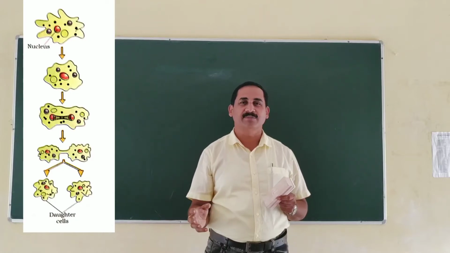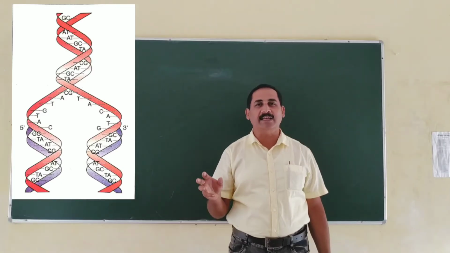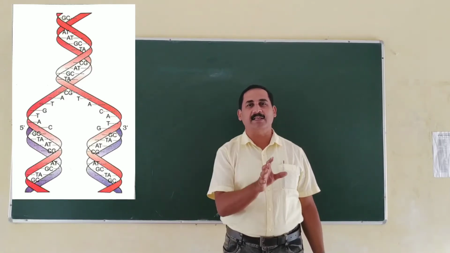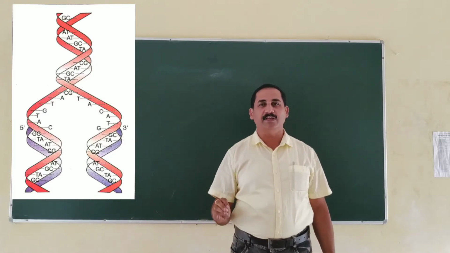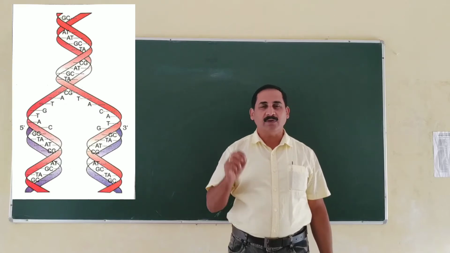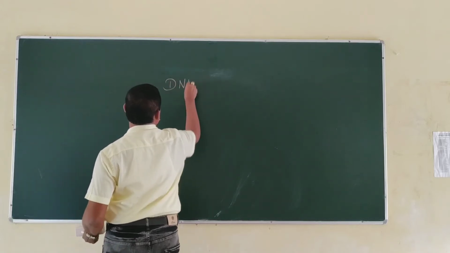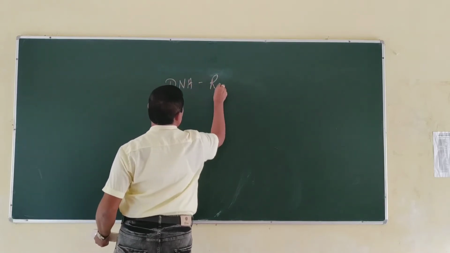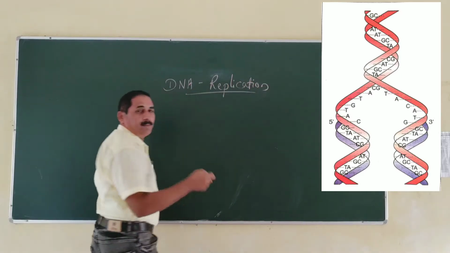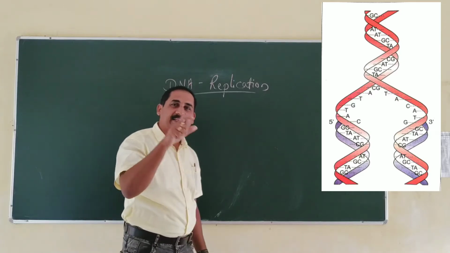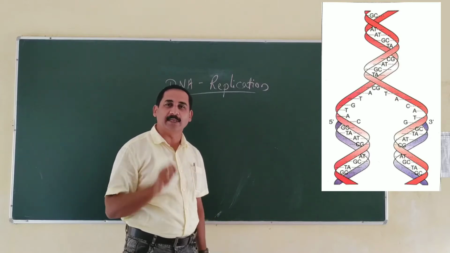How is it possible? It is because of the ability of the DNA to replicate, or duplicate, and produce its replica and transmit the characters to progeny. What is DNA replication? How does it replicate? So let us discuss DNA replication in detail. The ability of the DNA to produce exact copies of itself is called DNA replication. It is also called DNA duplication.